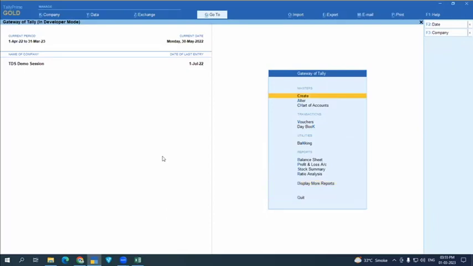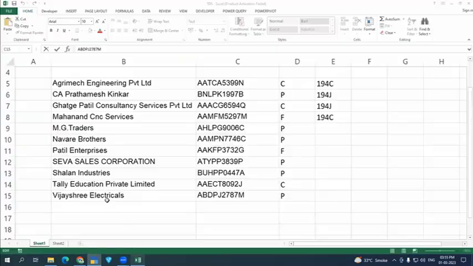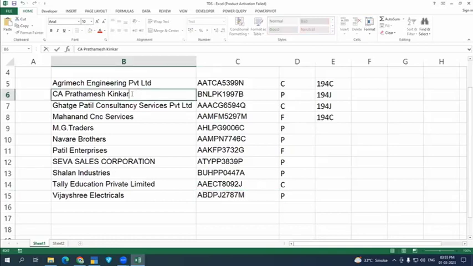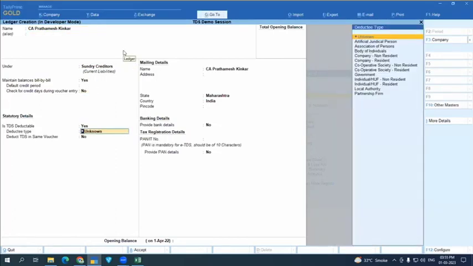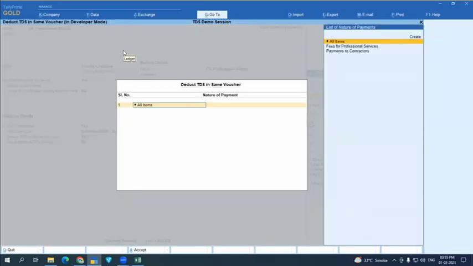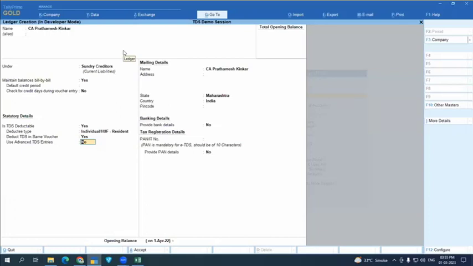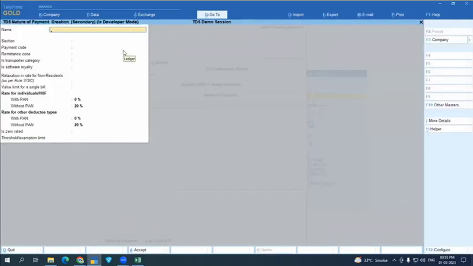Okay, so we can create a party also, create a ledger. So assume, is there any party remaining? Okay, let's take that C also for transporter. We can take anyone. Sundry creditor, TDS is applicable, that is individual. Okay, and see what happens here. Here I have to create a category, new category, which is for transporter. Create, I can see here, payment to transporters.